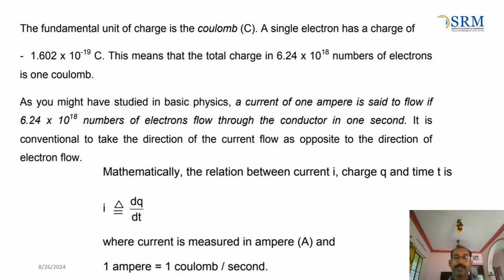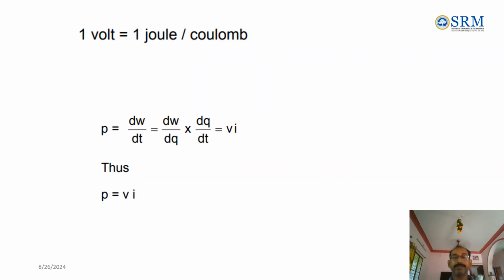As you might have studied in basic physics, a current of 1 ampere is the flow of 6.24 × 10 to the power of 18 electrons per second. What is current? The number of electrons passing through a conductor in a second. By convention, the direction of current flow is taken opposite to the direction of electron flow. Mathematically, the current I can be written as dq by dt, so q is I into dt. So 1 ampere is nothing but 1 coulomb per second.